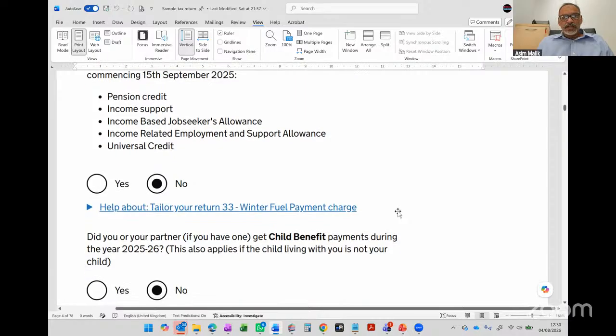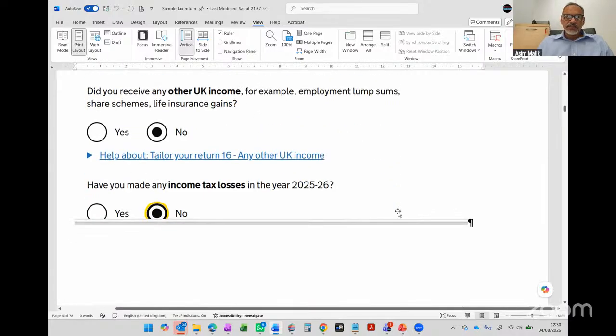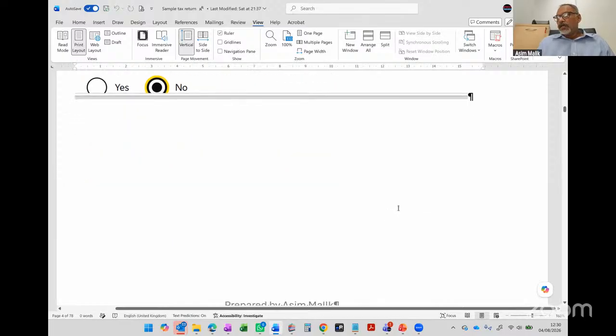Certain benefits are exempt, certain benefits are taxable. Again, this is something you need to look on case-to-case basis. Losses, taxable losses can be brought forward or they can be adjusted. Similarly, terminal losses, and again, same rules apply. You can go back 3 years.